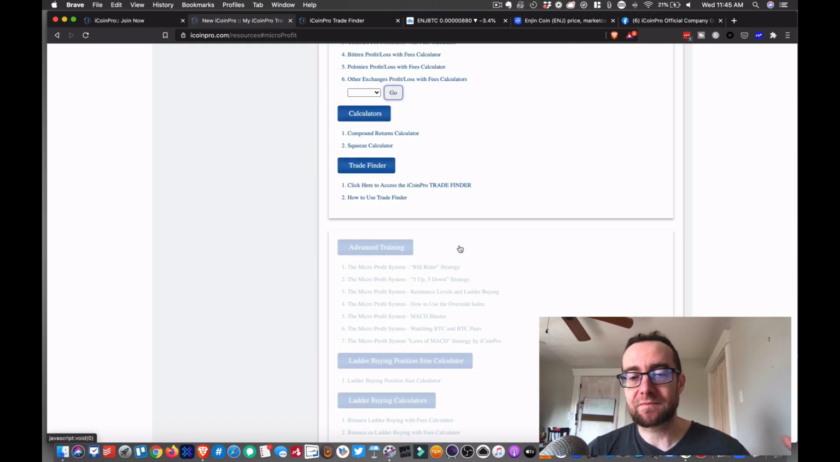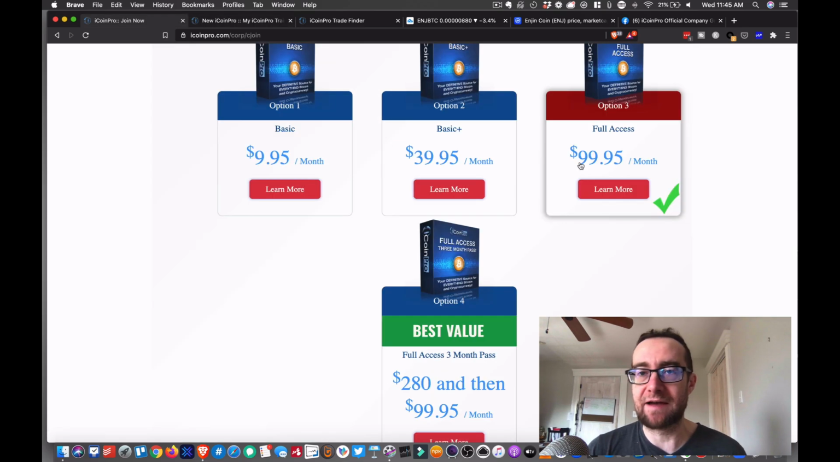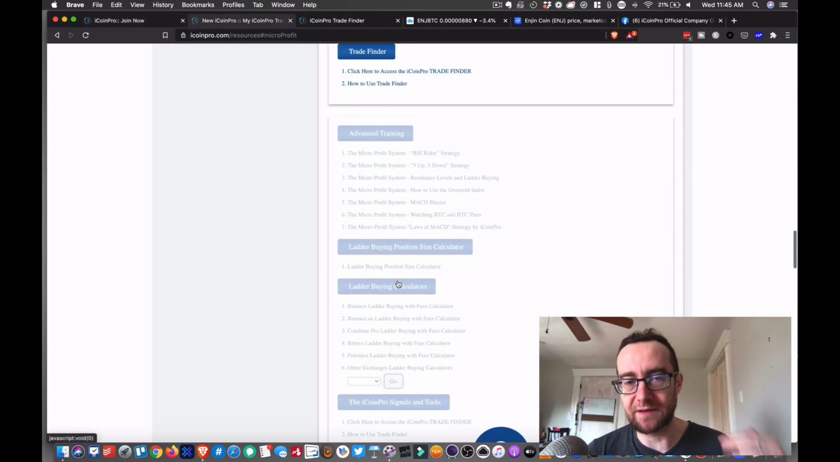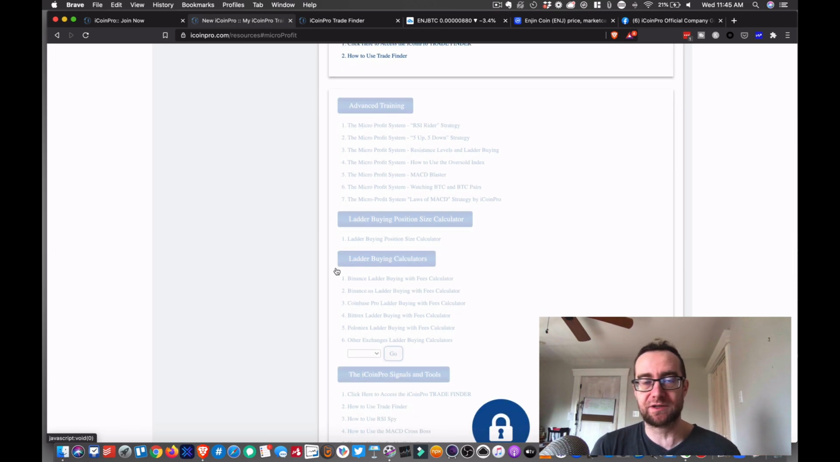Now with the advanced level, right, the full access, okay, I just downgraded because I was actually building a digital product and I just wasn't doing the trading. So I thought this was a good time to show you what it looks like, so you can kind of see what's available and what's not at the different levels. So this is the micro profit system, and these are the advanced.